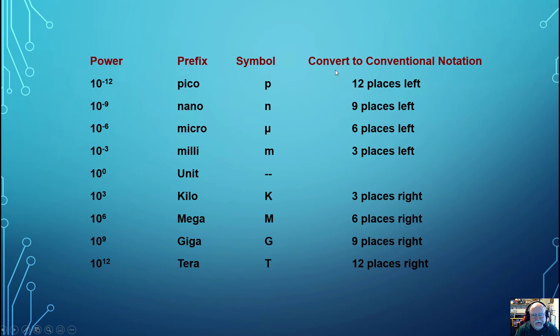Now, this column here, convert to conventional notation. If we have a number in pico and we want to convert that to a whole number, we have to move the decimal 12 places to the left, and so on and so forth. And if we have a number with mega and we want to convert that to a conventional number, we have to move it 6 places to the right. And I'll show you how that works in the next slide.